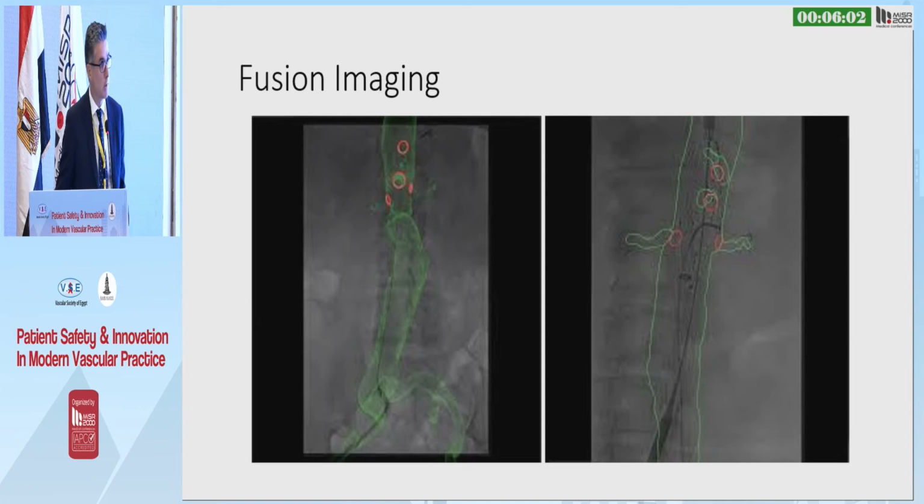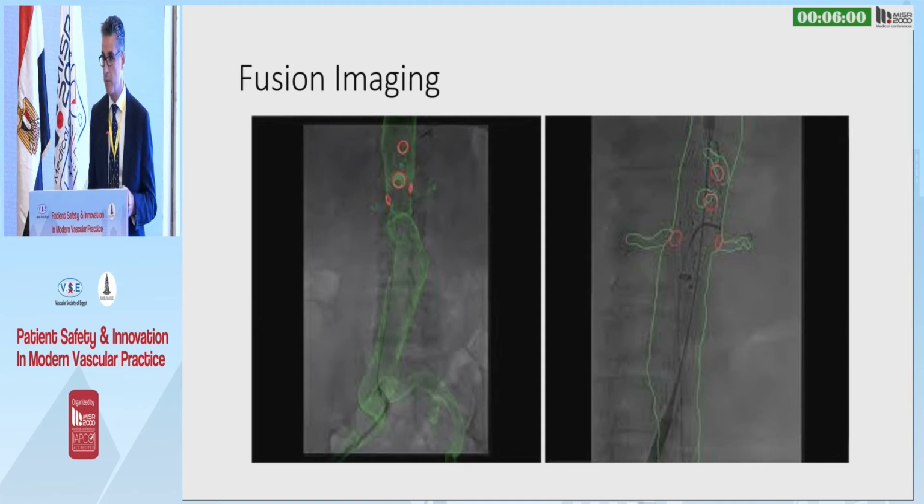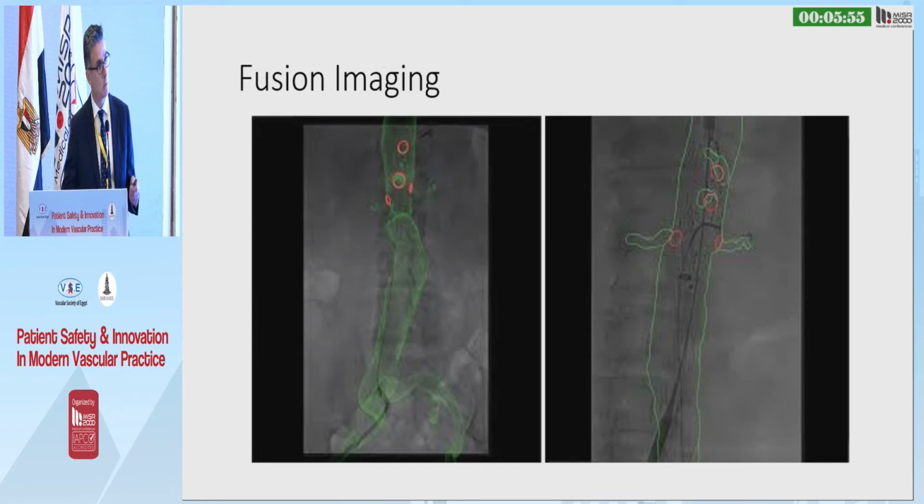So this is the sort of image you get, and of course most people would think it applies to complex repair because you can see that it gives you a roadmap of where the branches may be, and so it makes cannulation easier, and it gives you much more confidence of deployment of the graft and where the fenestrations need to be.